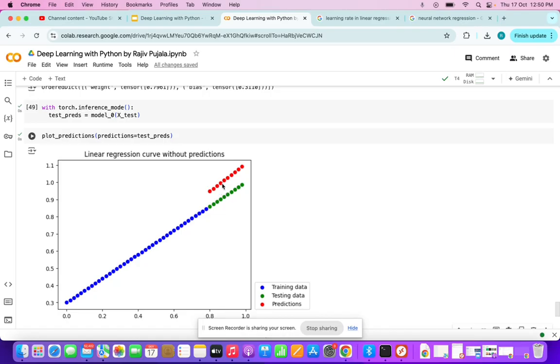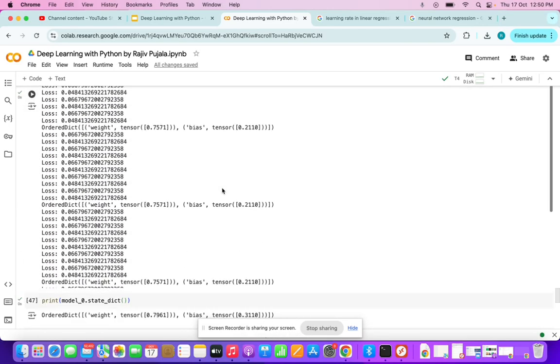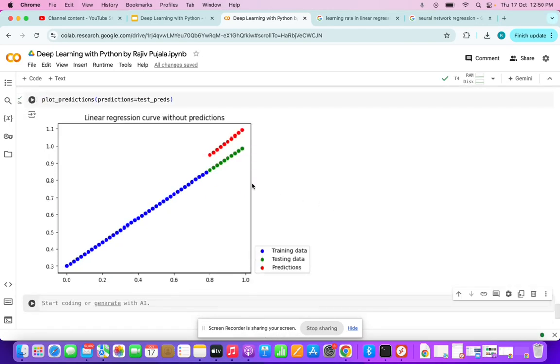In the next video, I'm going to talk about the training and the testing loops, where we write the code and also use inference mode within the testing loop, which helps us to improve the accuracy.